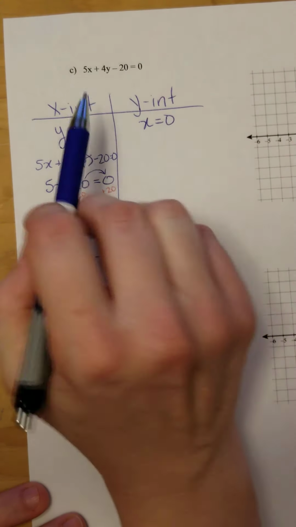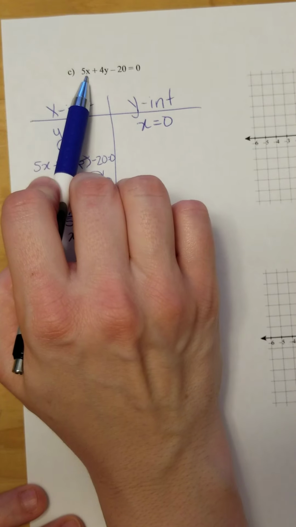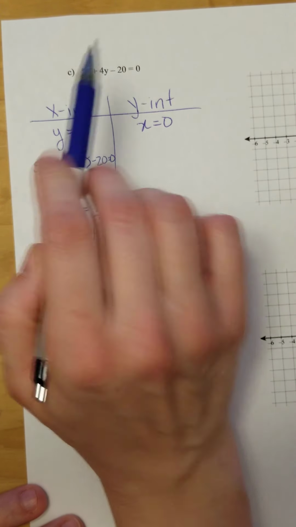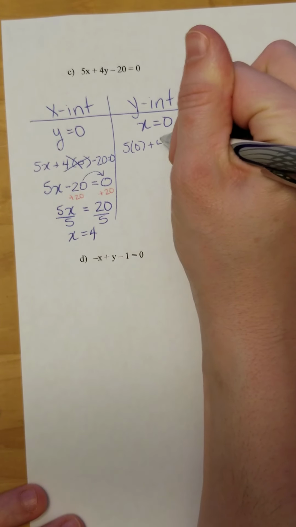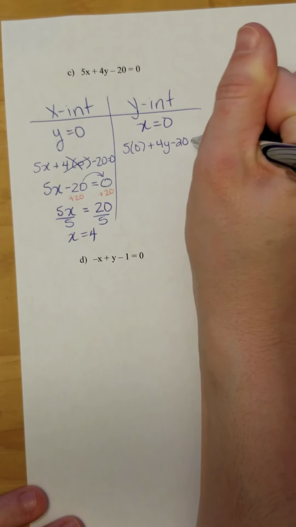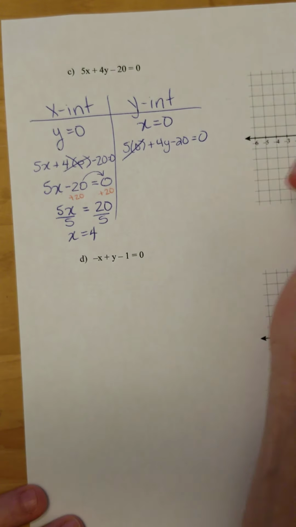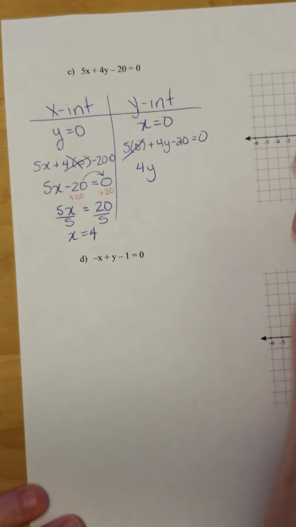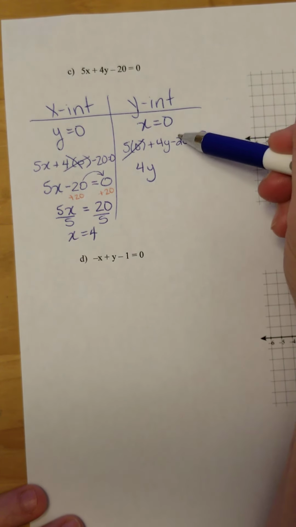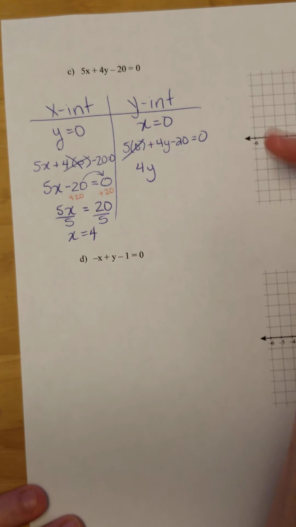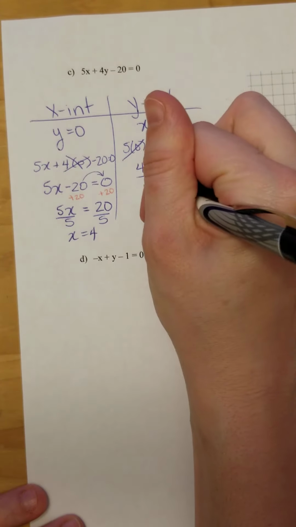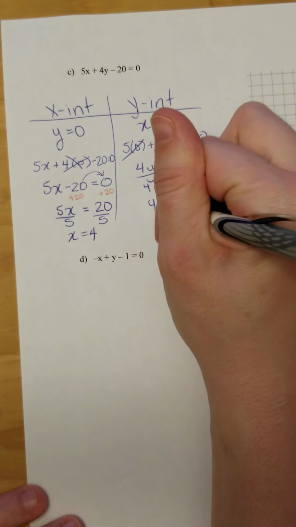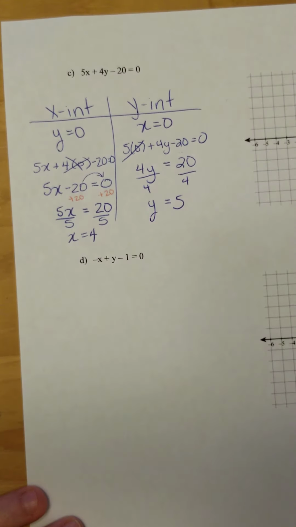Okay, same thing here, but now this term is going to become 0 because I'm replacing x with 0. 5 times 0 plus 4y minus 20 equals 0. That's gone, it equals 0. So I'm going to do 2 steps in one here. I have 4y on the left-hand side. I know I'm eventually going to have to switch that over to the other side, so I'll do that right here. It becomes positive 20. Divide by 4 to get y isolated, and y equals 5.